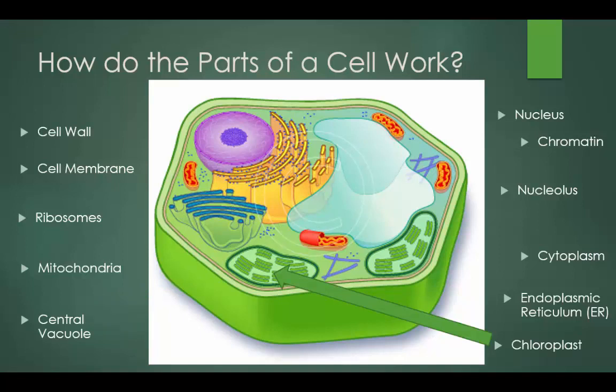The chloroplasts. The chloroplasts make food for the cell using energy from the sun. That food is then sent to the mitochondria, and it is converted into energy.